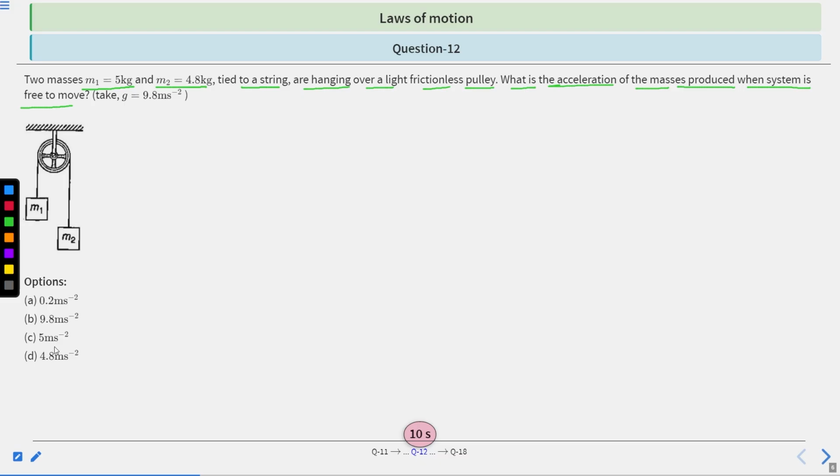Given options are these. Which one is correct? A 0.2 meter per second square, B 9.8 meter per second square, C 5 meter per second square, D 4.8 meter per second square. You have 10 seconds to solve this question. After that we will provide the solution.